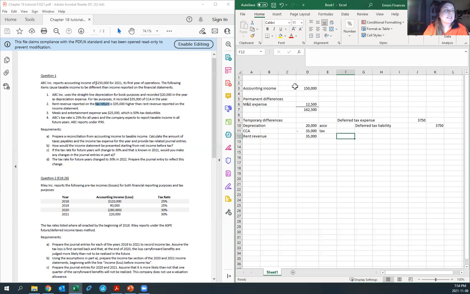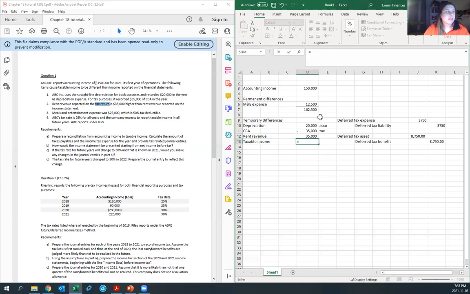All right, so since you're adding $35,000 more in your taxable income, it's going to create an asset because you're paying more taxes now, less taxes in the future. So it's going to be a deferred tax asset, and here is going to be a deferred tax benefit. The amount is going to be the sum of the temporary difference for this item, so $35,000 times 25%. And then that's it.